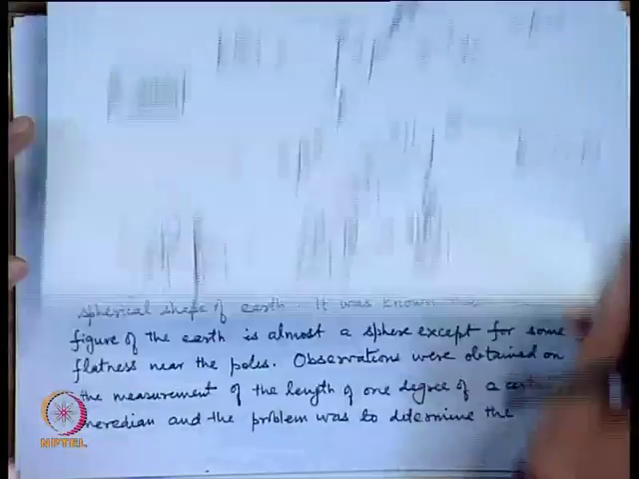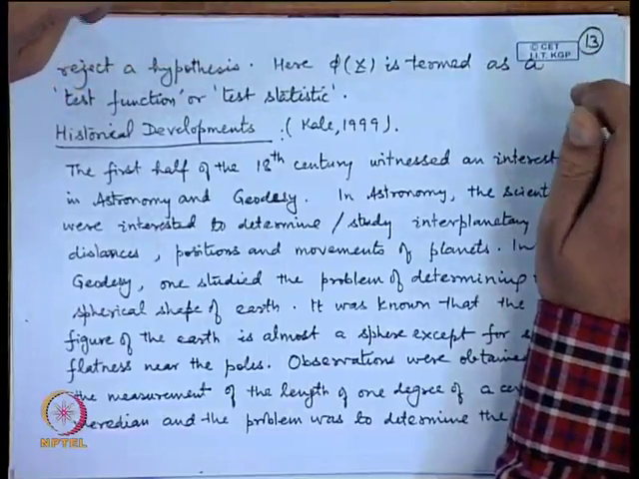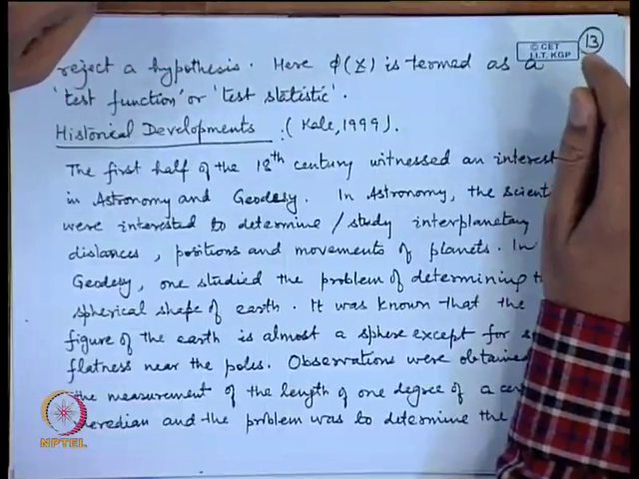I will spend a few minutes on the historical developments of the subject. The historical development of the subject of statistical inference we can attribute to the first half of the 18th century, and mostly in the problems of astronomy and geodesy. In astronomy the interest was to find out the interplanetary distances, the positions of the various planets or stars and their movements. In geodesy one wanted to find out the spherical shape of the earth.